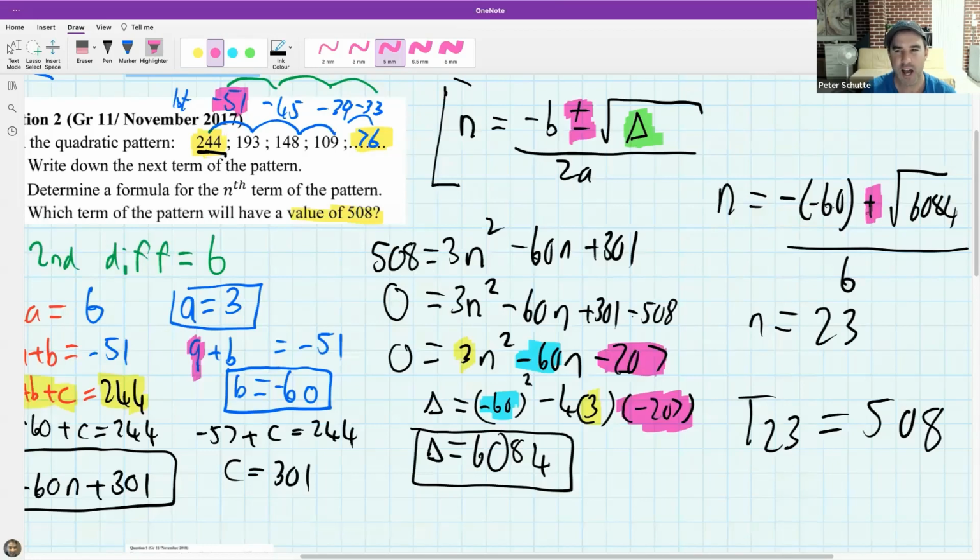And also because of time, I wasn't going to do both. However, in a test or exam, if you're unsure, just do both. And if the one is negative, ignore the negative.